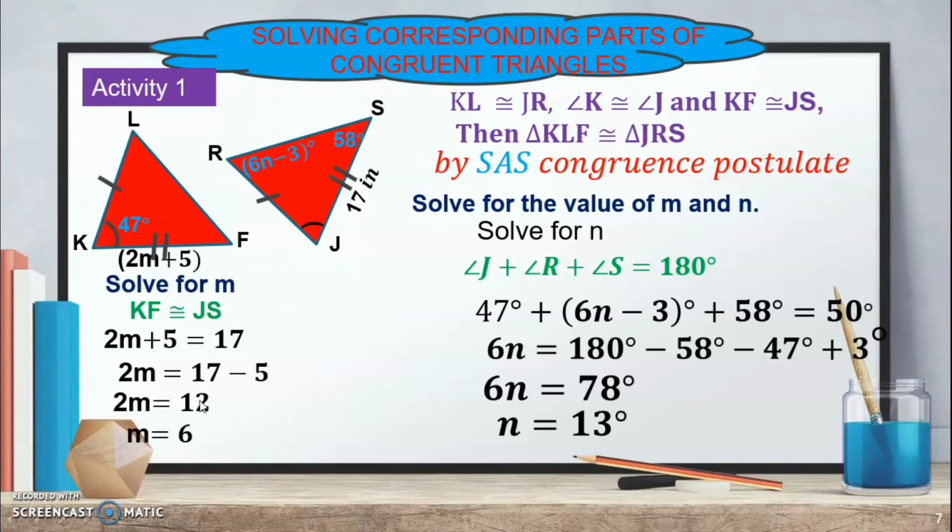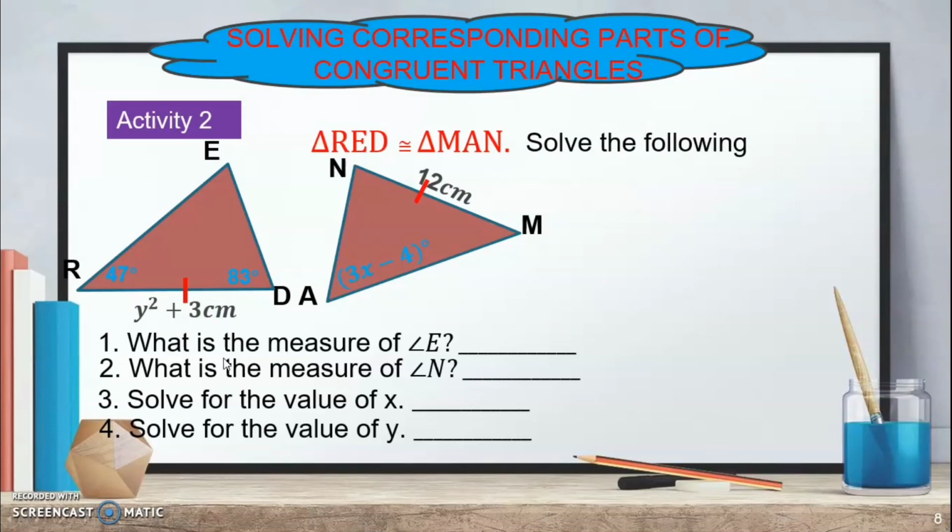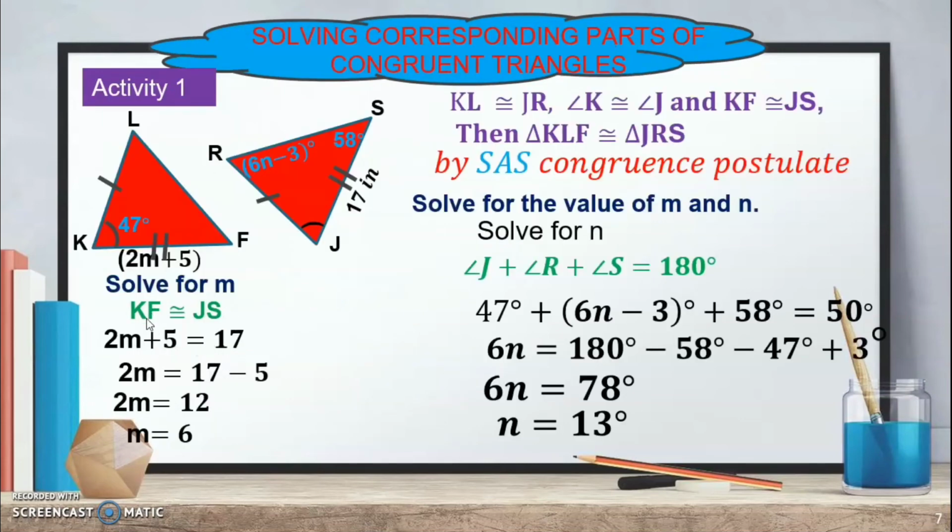So, try natin. m is equal to 6 daw. So, check natin kung tama yung sagot natin ng value ng m. So, 2 times 6 is equal to 12 plus 5 is equal to 17. So, tama. 17 ang KF is equal to 17 ang JS.